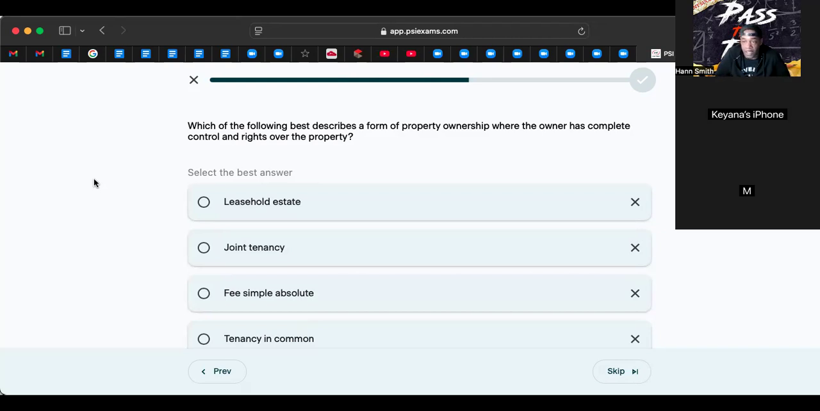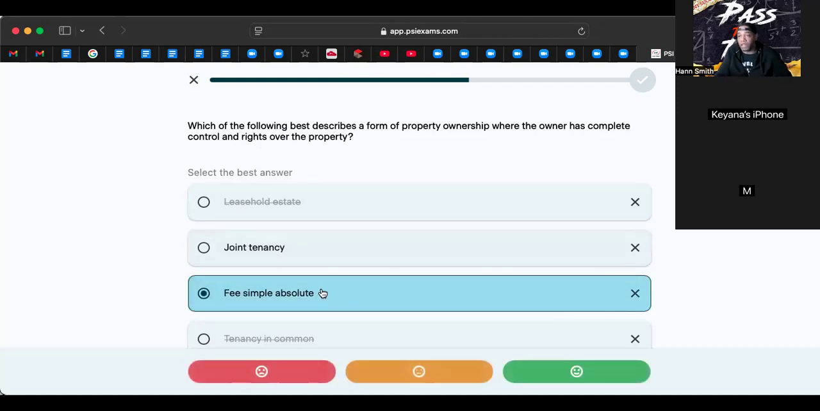You see how they mixing these things up, like the leasehold estates, the freehold and leasehold estate stuff. They're mixing all this stuff up on y'all. But let's read the question again. Which of the following best describes the form of ownership where the owner has complete control and rights over the property? Is it leasehold estate, joint tenancy, fee simple absolute, tenancy in common? I'm gonna get rid of leasehold estate. You can get rid of tenancy in common. All right. So that leaves joint tenancy and fee simple absolute, and it says, which of the following best describes a form of property ownership where the owner has complete control and rights over the property? Which one is it? 3.